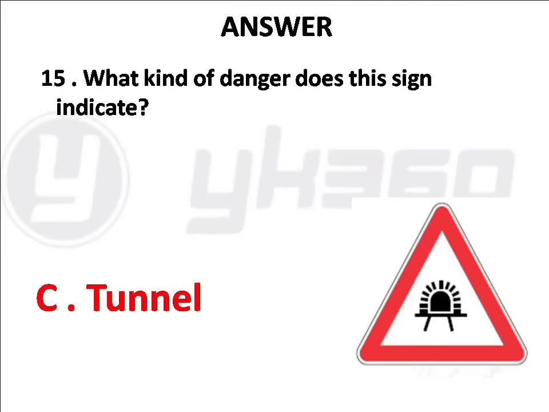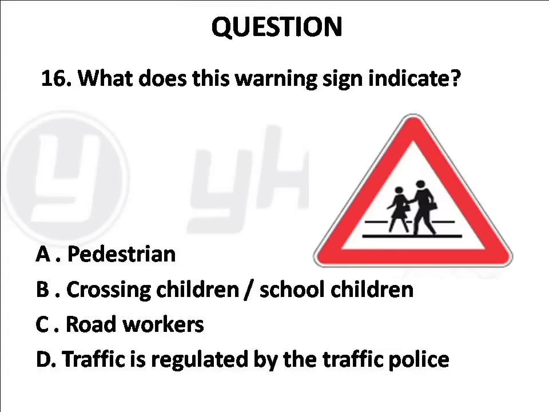Question number 16. What does this warning sign indicate? The options are A. Pedestrian, B. Crossing children / school children, C. Road workers, D. Traffic is regulated by the traffic police. Answer is option B. Crossing children / school children.